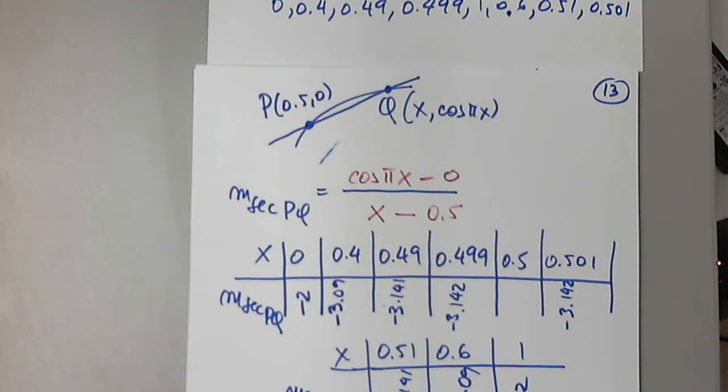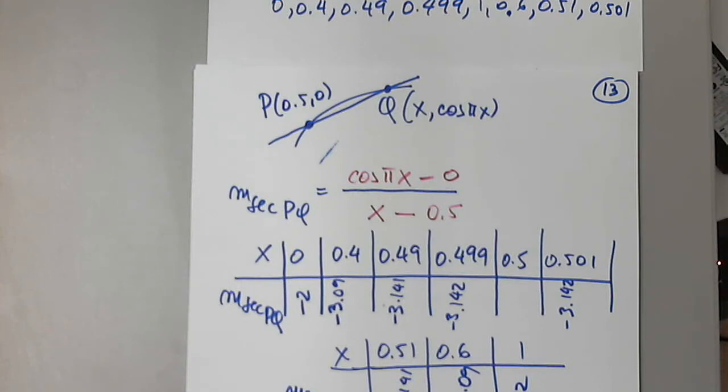-3.142. You can go and watch this, maybe closer. -3.1416. So the slope of the tangent at P, -3.1416. Did we understand the concept? Do we understand what we did?